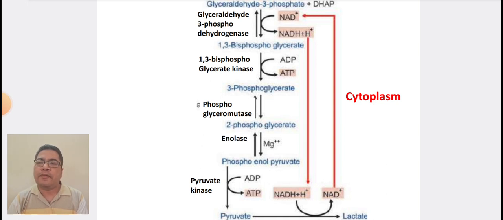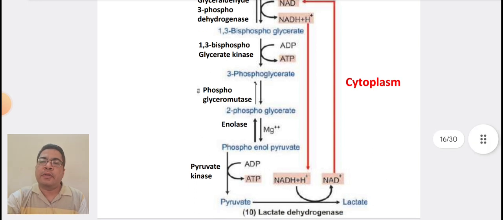Then we have 3-phosphoglycerate converted to 2-phosphoglycerate in the presence of enzyme phosphoglyceromutase. Then 2-phosphoglycerate is converted into phosphoenol pyruvate with the presence of enzyme enolase and magnesium. This phosphoenol pyruvate is converted into pyruvate by enzyme pyruvate kinase and conversion of ADP to ATP.